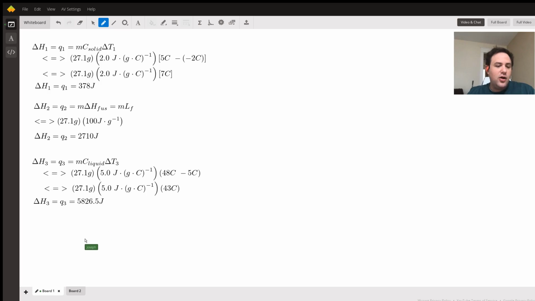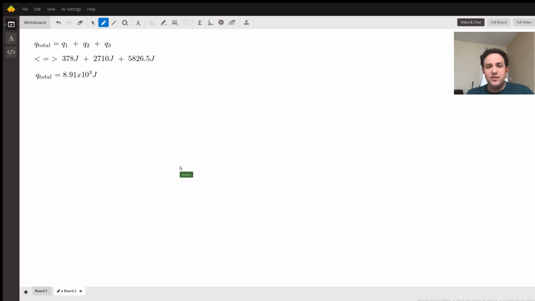And finally, all we need to do is just sum these values up, and we have the amount of energy that's required in order to increase the temperature and account for the phase shift.